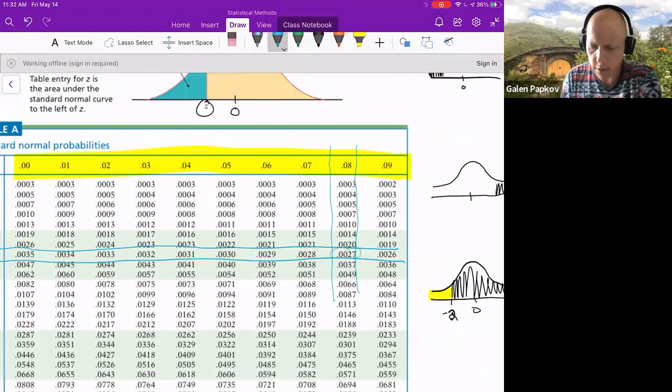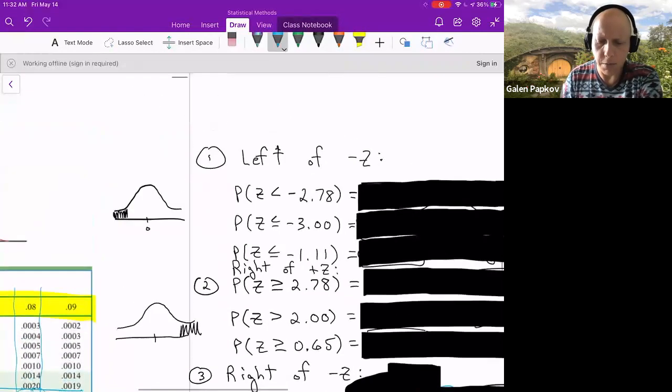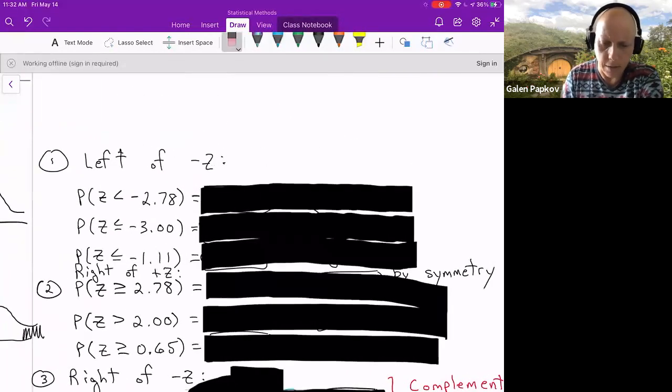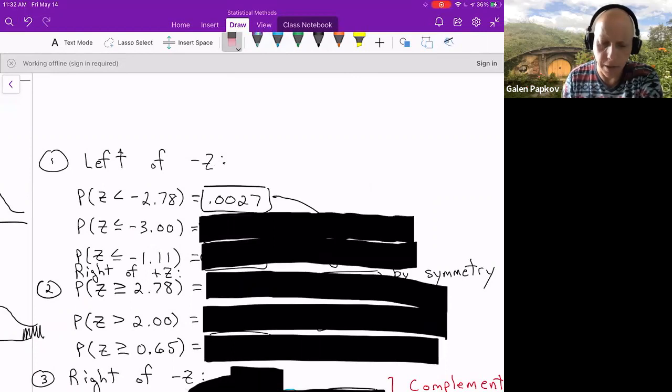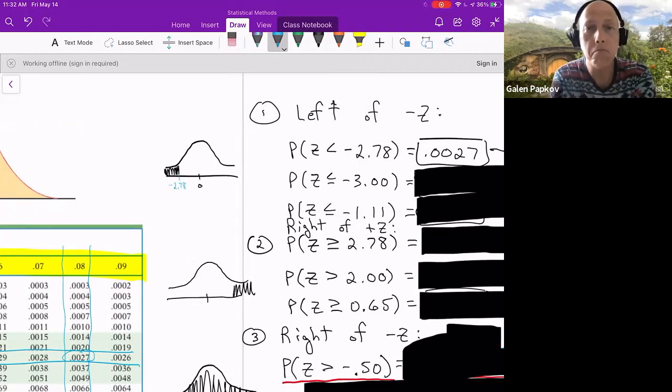So 0.0027 is the probability or the area to the left. It's a pretty small probability, which seems to make sense. And so I do have a picture here, 0.0027, perfect. The picture I've got right here on the left, negative 2.78 is pretty far over, and the area to the left of that is small, negligible, certainly less than 50%. And what we get is it's more like 0.27% or 0.0027.